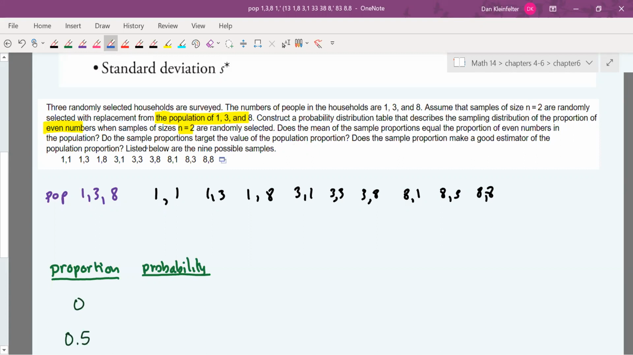So for the population of 1, 3, and 8, I've listed out all the possible samples of size 2. 1 and 1, 1 and 3, 1 and 8, 3 and 1, 3 and 3, 3 and 8, and then 8 and 1, 8 and 3, and 8 and 8. So we wanted to know the proportion of even numbers. So there's 0 here, 0 here. Half the numbers in 1, 8 are even. 0 here, 0 here, half are here, half are here, half are here, and all of them are.